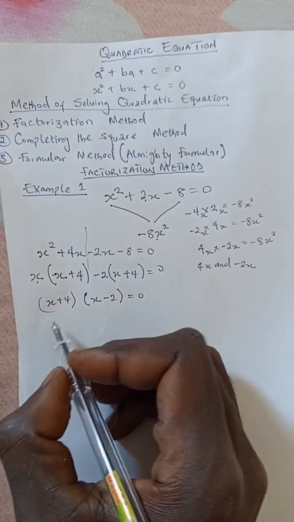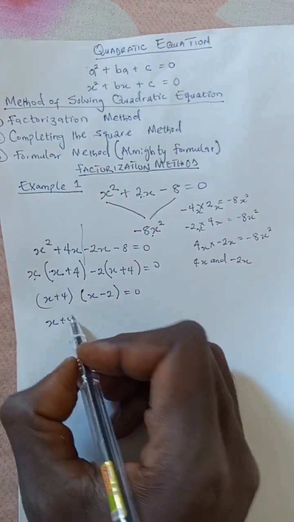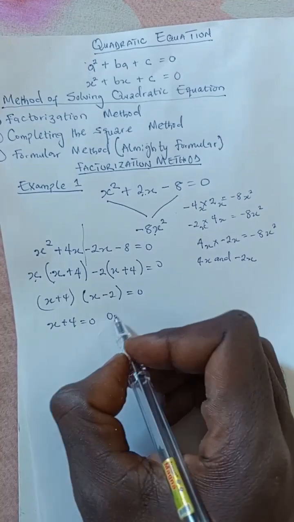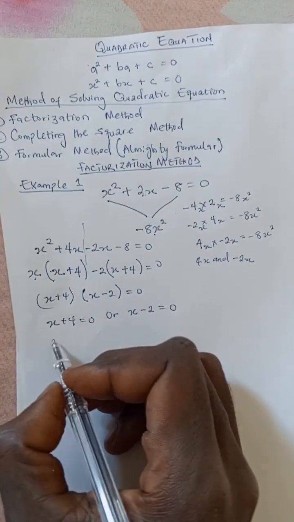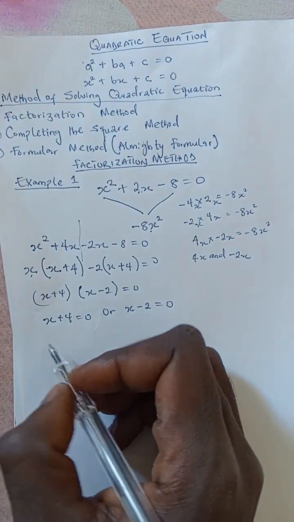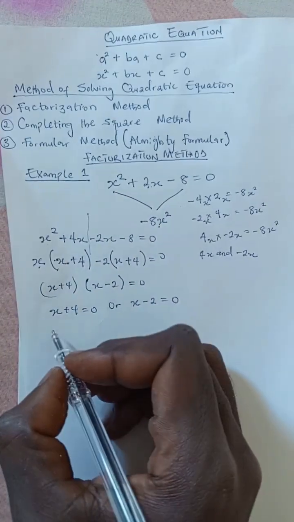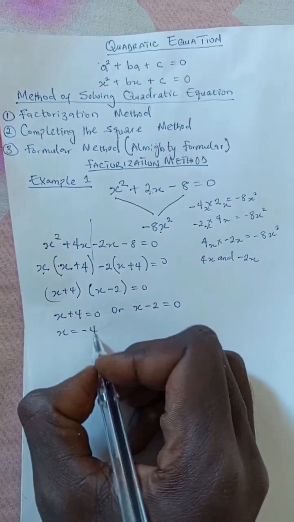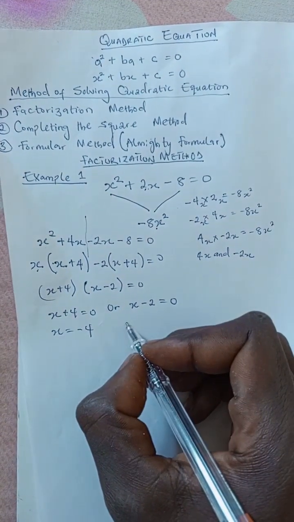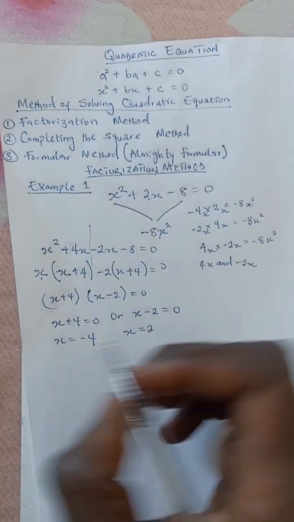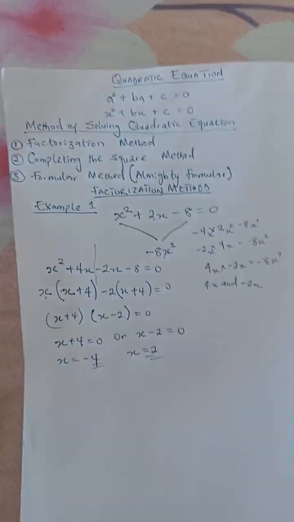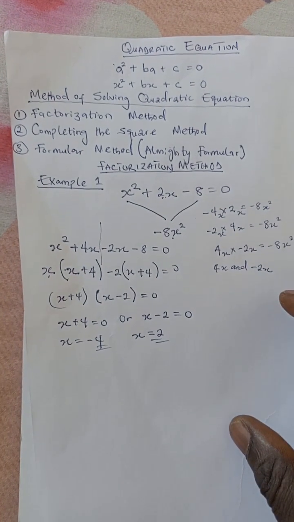So now you can set either x plus 4 is equal to 0 or x minus 2 is equal to 0. Therefore you can collect like terms, because we said we are finding the value of x. Here x is going to be equal to minus 4, and here x is going to be equal to 2. So these are your final answers. So the value of your x is either minus 4 or 2.